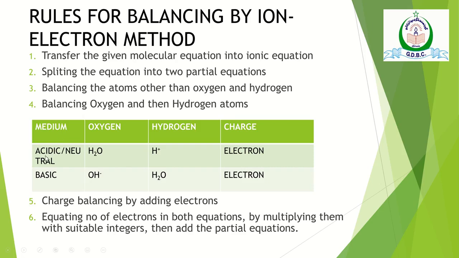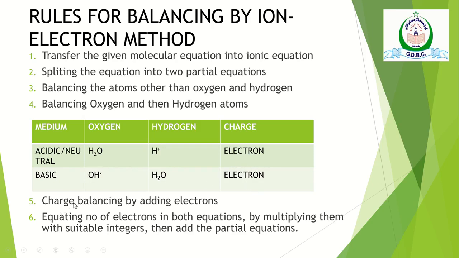If the medium of our equation is acidic or neutral, then oxygen must be balanced by putting water molecules, and on the other hand, hydrogen must be balanced by putting H plus ions. And if our medium is basic, then oxygen can be balanced by putting double the amount of hydroxyl ion that is required, and hydrogen on the other hand can be balanced by putting water molecules. In both the cases, whether in acidic medium, neutral medium, or in basic medium, the charge must be balanced by putting electrons.